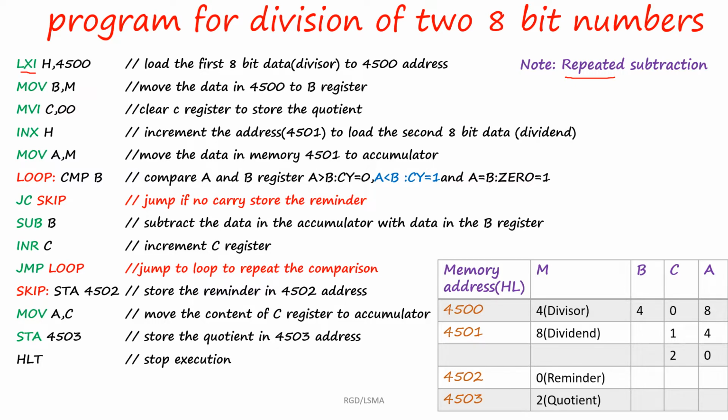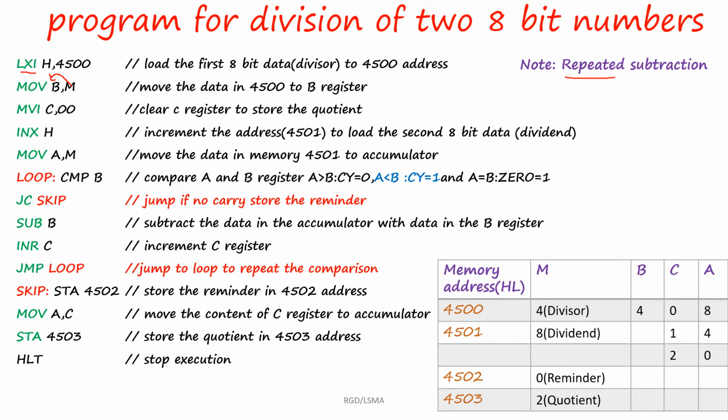After loading this address, I'm going to move the content which is available in 4500. That is the memory address I'm using for loading my first input data. Whatever data is available in this memory address, I'm going to move to the B register. As I already mentioned in the addition and subtraction programs, I can use any temporary register to store my first data. So here I've used the B register where I'll load my first input data. The second input data I have to load in the next memory address.